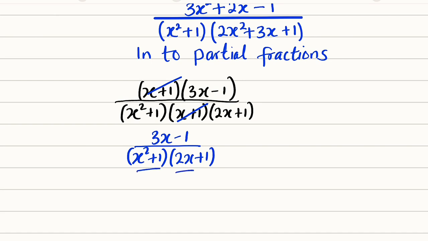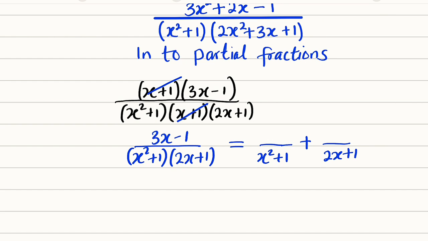Because we have only two factors, we are going to obtain two fractions. So this is equal to the first fraction plus the second one. The first fraction will contain as its denominator the first factor here, which is x squared plus 1. And the other one is 2x plus 1. Alright, to obtain their corresponding numerators, you have to also observe the nature of these two factors.